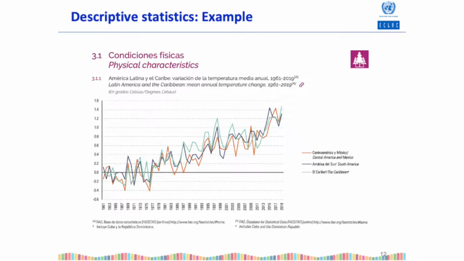Some examples that you will review in the presentations are physical characteristics. In Latin America and the Caribbean, you are going to find this graphic that shows the mean annual temperature change between 1961 and 2019. As you can see, it has been increasing over time, but this graphic came from the analysis of a series of data. Just so you know, in case you don't know where the graph comes from.